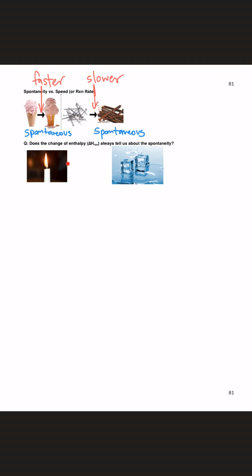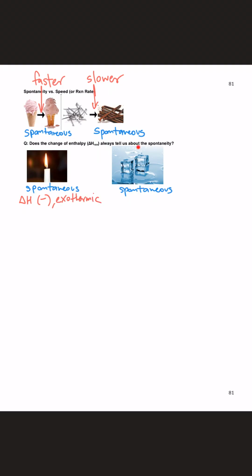The first example is a candle burning at room temperature. The second example is ice melting at room temperature. Note that these two processes occur spontaneously at room temperature. Next, we are going to look at the change of enthalpy for these two processes. Consider the candle burning first. When a candle is burning, it releases light and emits heat. Therefore, the change of enthalpy for this process is negative, indicating that this process is exothermic.